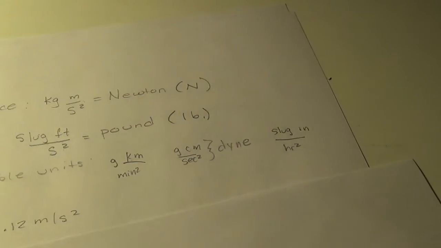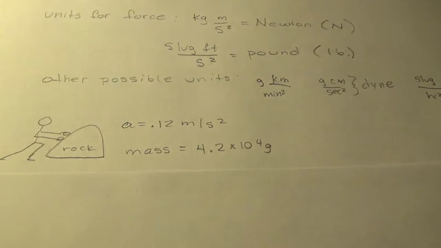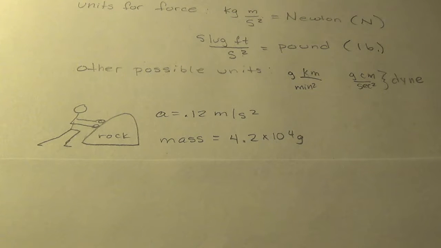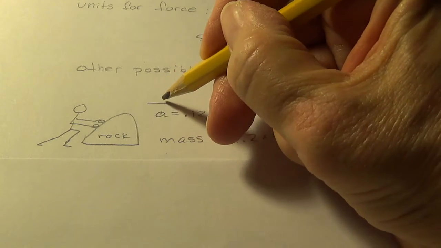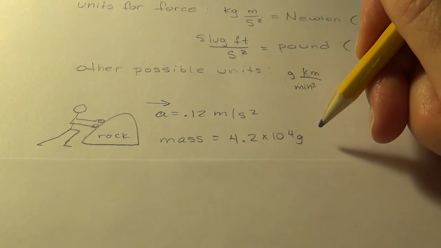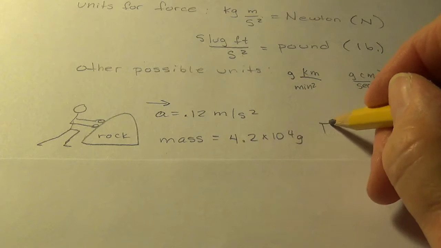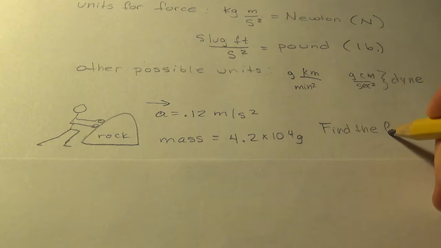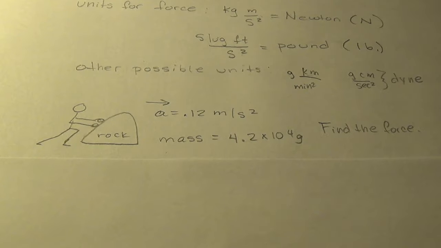All right, let's do our first problem using our new formula. So sketch a man, and he is pushing a rock, so he is applying a force to the rock. He's accelerating the rock 0.12 meters per second squared, and the mass of the rock is 4.2 times 10 to the fourth grams. The question is, find the force that the man is exerting on the rock.